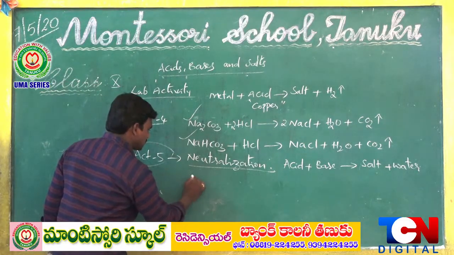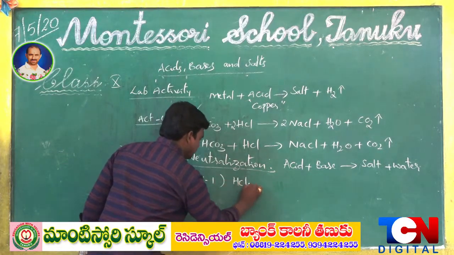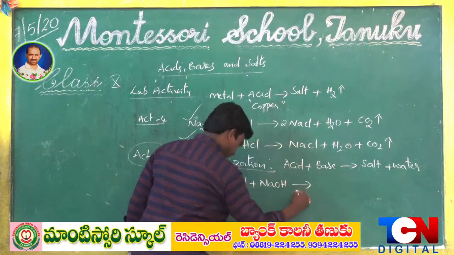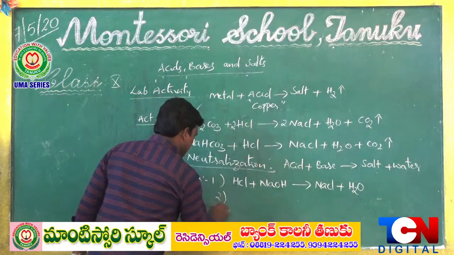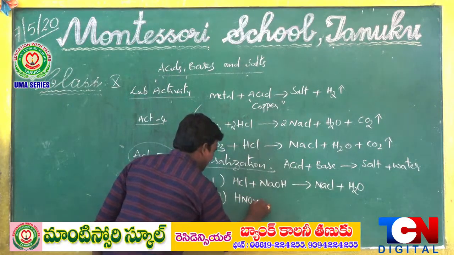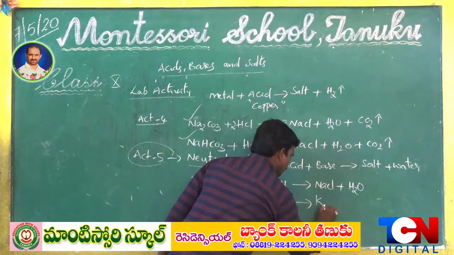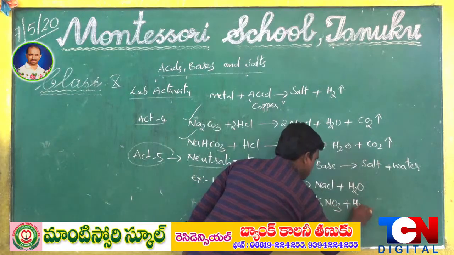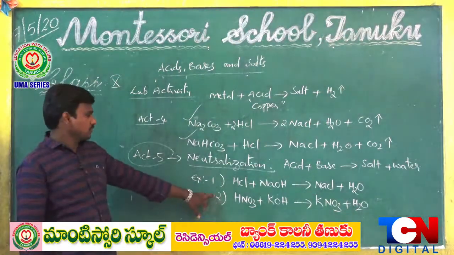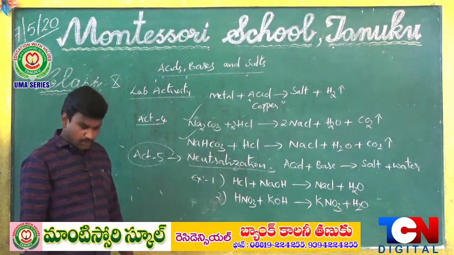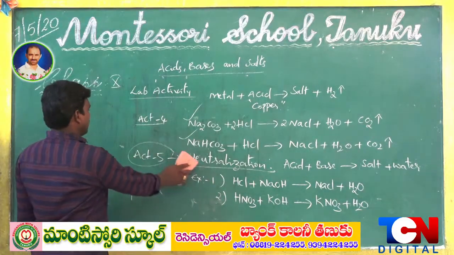What are the main examples? We have to remember two examples for this. Example 1: HCl plus NaOH gives NaCl plus H2O. One more equation: HNO3, nitric acid, plus KOH, potassium hydroxide, gives KNO3, the salt, plus water. These two equations are examples of neutralization reactions. This is about neutralization. After this, let's move on to the next activity, activity 7.